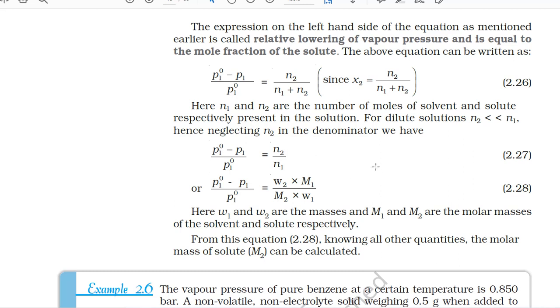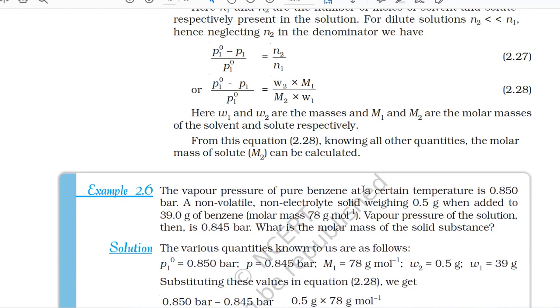Or (P01 − P1)/P01 = W2 M1/(M2 W1). Here W1 and W2 are the masses and M1 and M2 are the molar masses of the solvent and solute respectively. From this equation 2.28, knowing all other quantities, the molar mass of solute, M2, can be calculated.